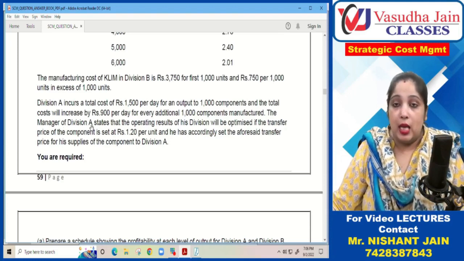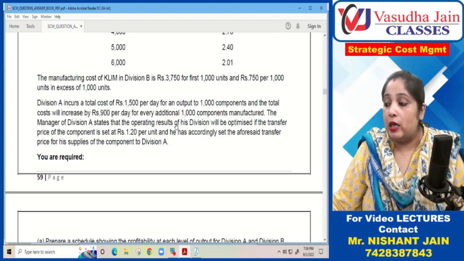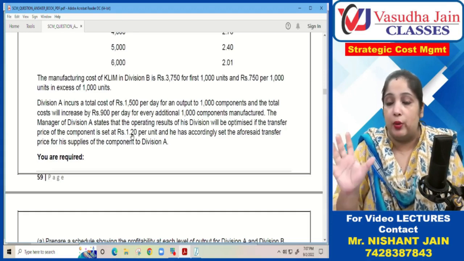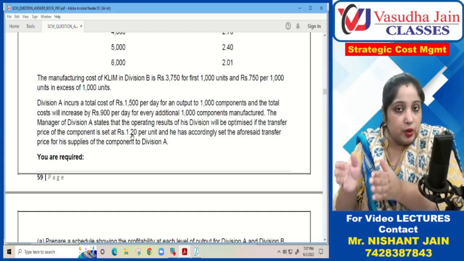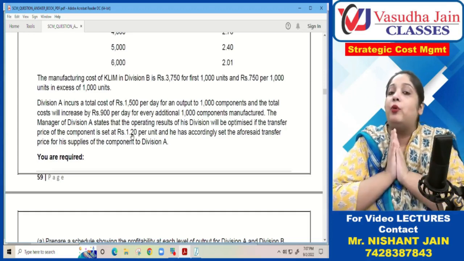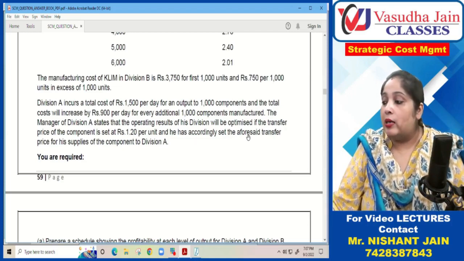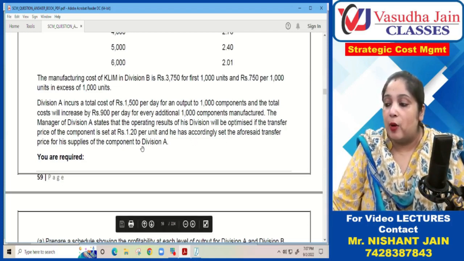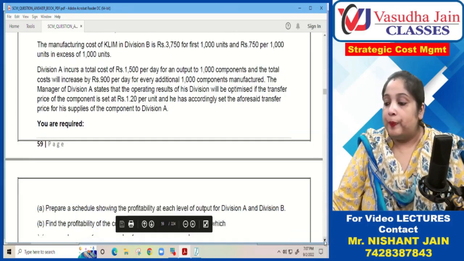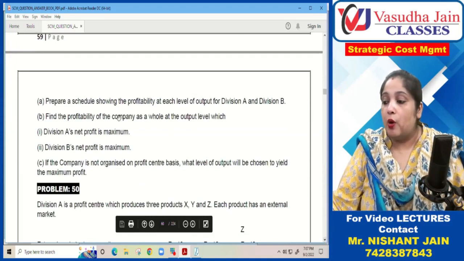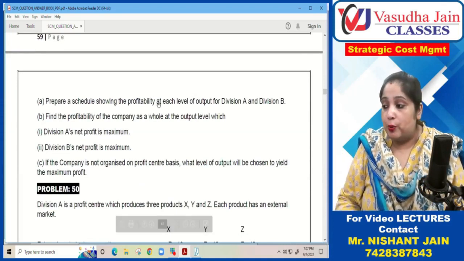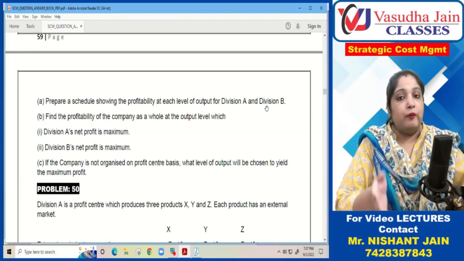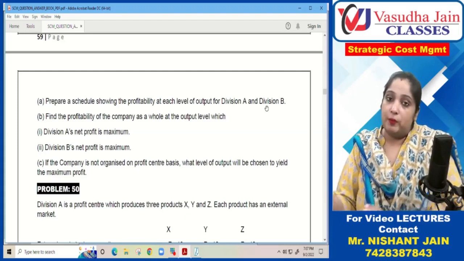The manager of division A states that the operating result of division will be optimized if the transfer price of the component is set to be 1.20 per unit. So they have told you the transfer price at which division A will transfer the goods to division B is set to be 1.20. You don't have to compute anything. Then prepare a schedule showing the profitability at each level of output for division A and B, separately.